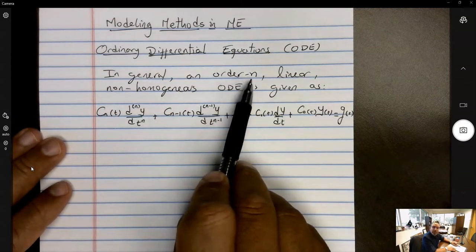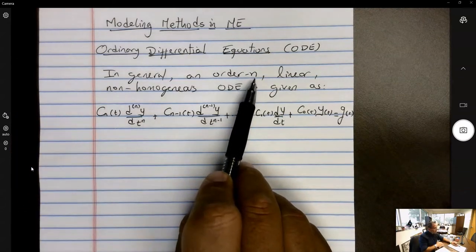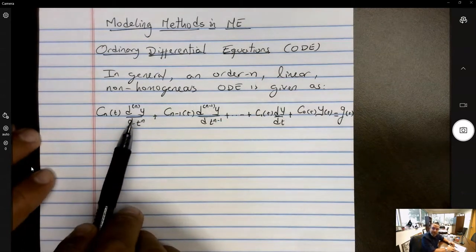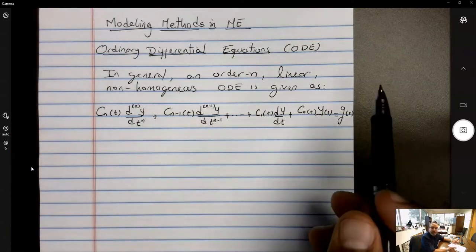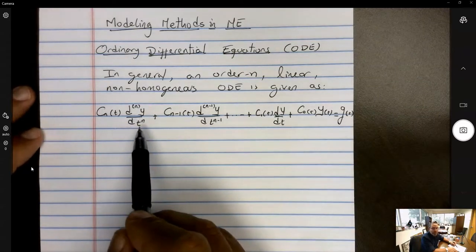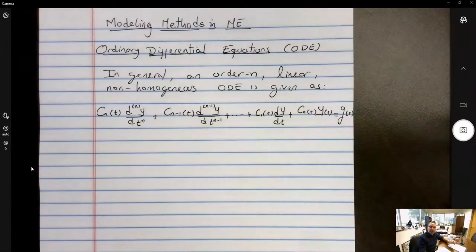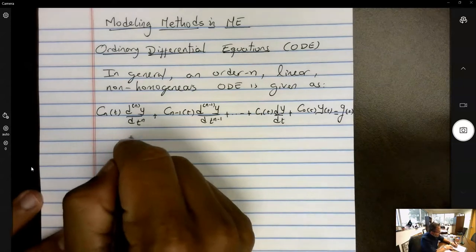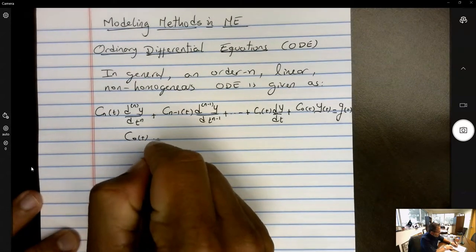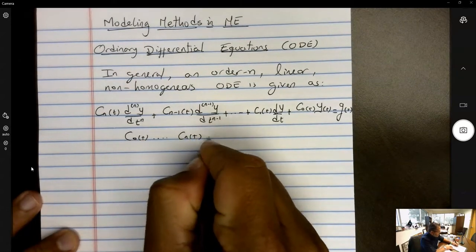And the order is pretty obvious. The order of a differential equation is the order of its highest derivative. So if the highest derivative in the differential equation is a third derivative of y with respect to t cubed, it doesn't matter if the other ones exist or not. That's a third order differential equation. Okay? So these C0(t) all the way to Cn(t) are the coefficients.